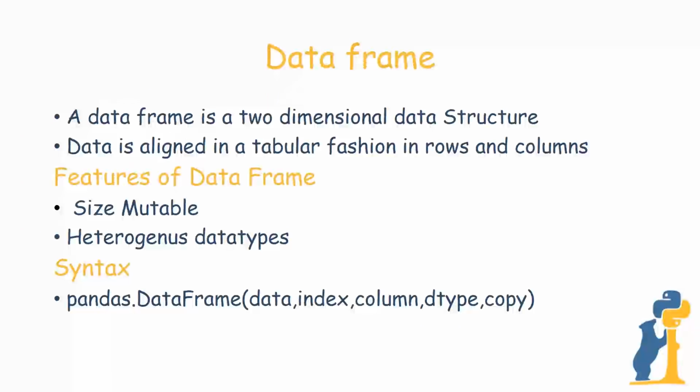Data frame is another data structure. It is a two-dimensional data structure. We can store the elements in a tabular fashion as rows and columns. Features of data frames: size mutable, we can change the size of the data frame. It also supports heterogeneous data types. For creating data frames we have to use the pandas.DataFrame constructor. Among the 5 arguments, data is the required argument. Let us see an example of data frames.